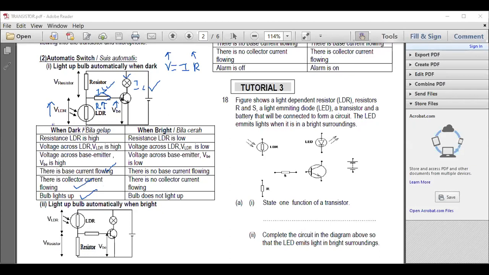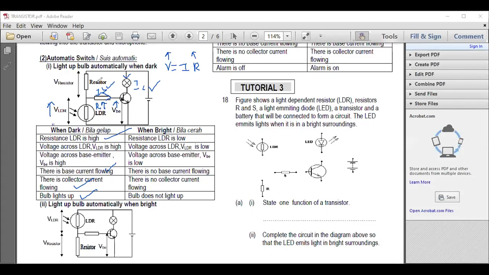Now the thing is, there are 5 or 6 points before you say the bulb lights up. In exams, sometimes they just give you 2 or 3 marks and ask you to explain how the bulb lights up when dark. So you just need to give 2 or 3 points, depending on the marking scheme. If 2 points, you just say there is base current flowing, there's collector current flowing. You get 2 marks. If 3 points, you say the resistance of the LDR is high, there is base current flowing, there's collector current flowing.